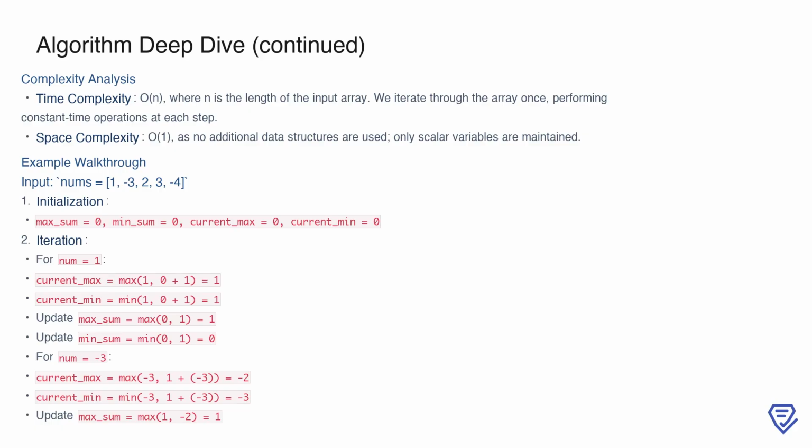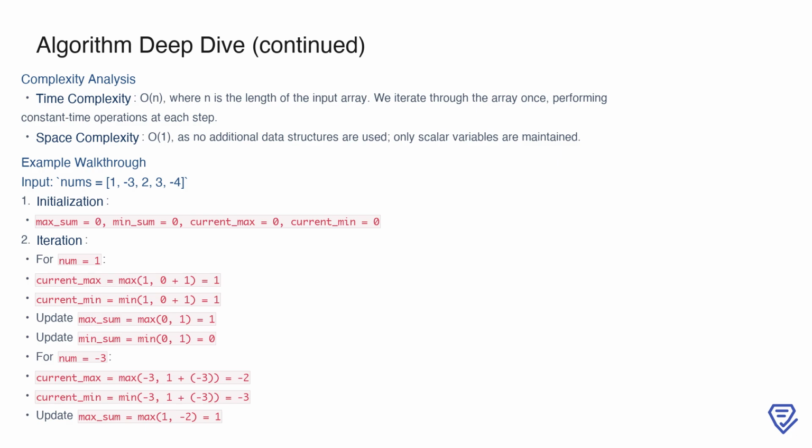Consider the input array nums equals 1, -3, 2, 3, -4. Initially, all our variables are set to 0: max_sum equals 0, min_sum equals 0, current_max equals 0, current_min equals 0. Starting with the first element, 1, we calculate current_max as the maximum of 1 and 0 plus 1, which results in 1. Similarly, current_min becomes the minimum of 1 and 0 plus 1, which is also 1. We then update max_sum to the maximum of itself and current_max, resulting in 1, while min_sum remains unchanged at 0.